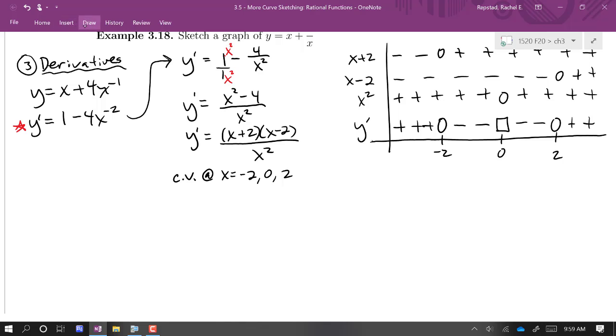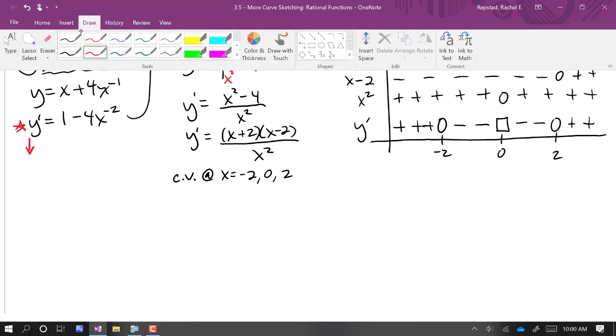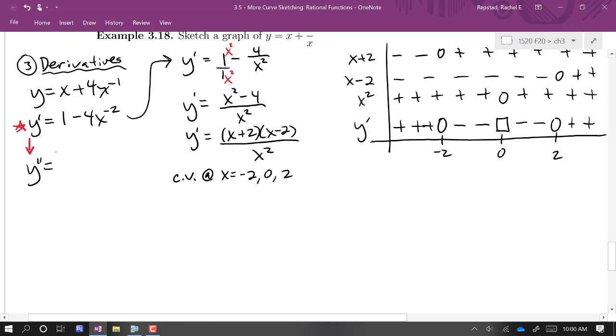Let's go back over here to the left and find y double prime. Our second derivative is a positive 8x to the minus 3, and now I could rewrite that as 8 over x cubed. So that's already a nice form for making a sign chart. The sign chart will be easy. There's no chance that y double prime will be equal to 0. A fraction is 0 only when the numerator is, and 8 is never equal to 0. So we know that y double prime is never 0, and that means that there are no inflection points.